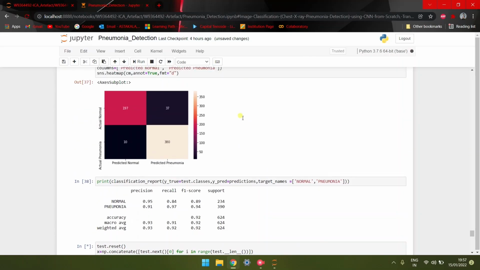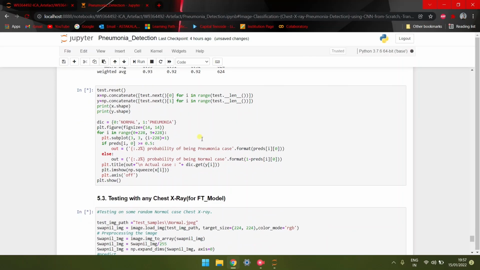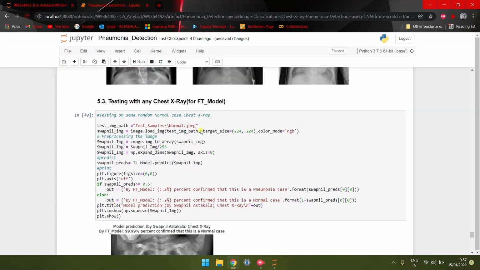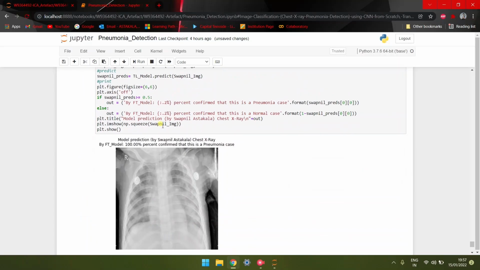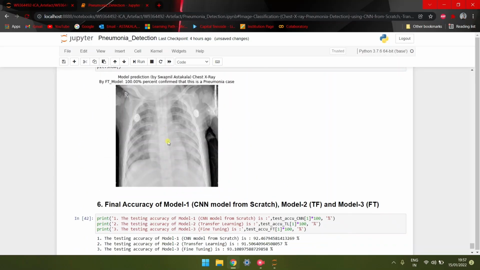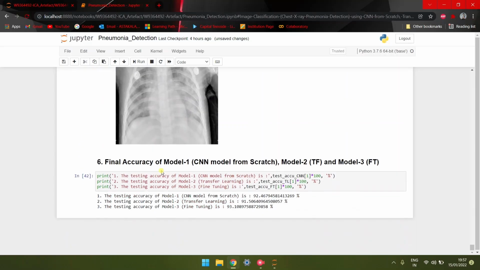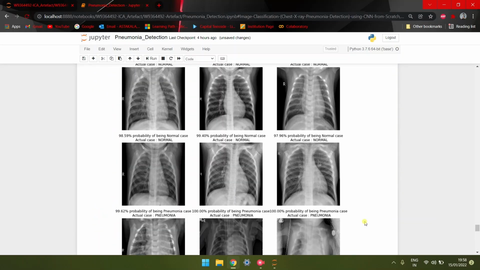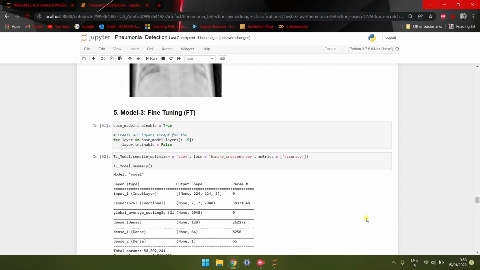Everything is the same process, and finally if we compare these 9 images, we can clearly observe 95% to 99% testing accuracy with model 3, which is great. And finally, here are the accuracies of the three different models. From model 1 we obtained 92.4%, model 2 about 91%, and model 3 about 93%. So this is the project.